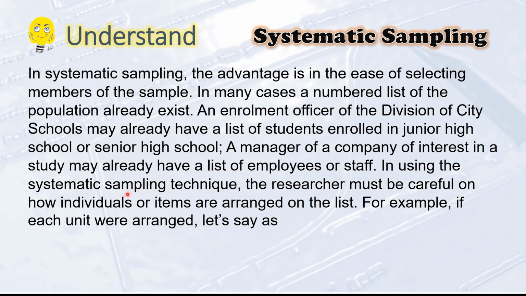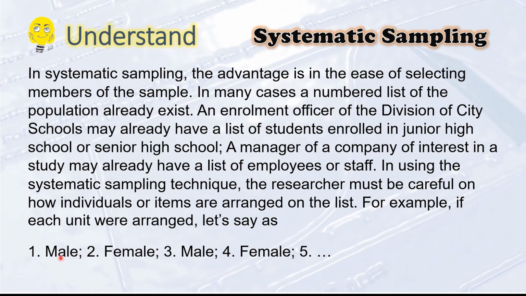In using the systematic random sampling technique, the researcher must be careful on how individuals or items are arranged on the list. For example, if each unit were arranged, let's say, as number 1 male, number 2 female, number 3 male, number 4 female, and so on, then the selection of the starting number could produce a sample that contains all male or all females in the sample or in the list of respondents.